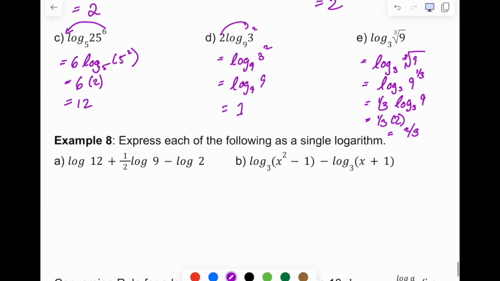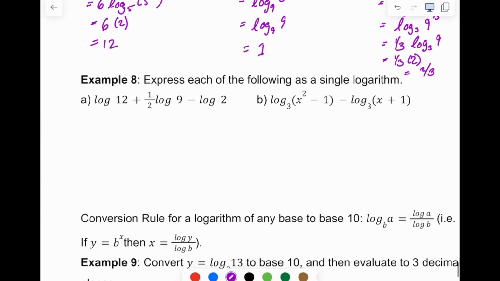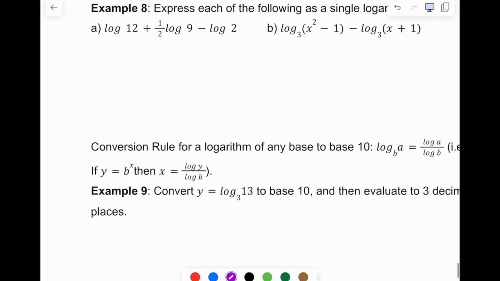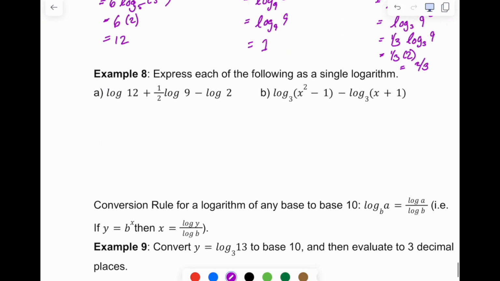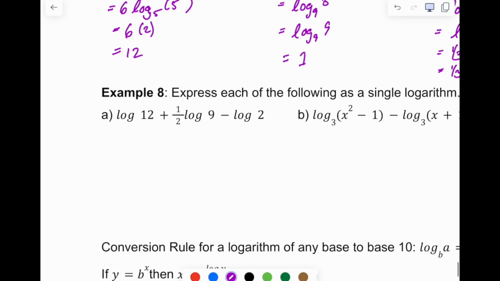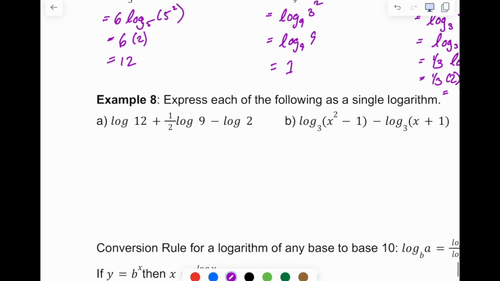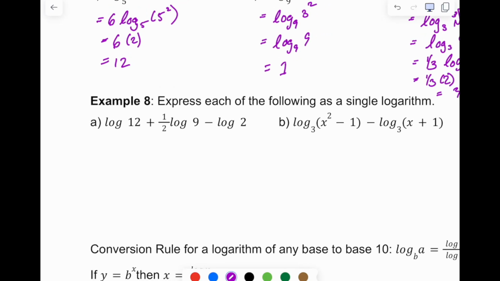Okay. Let's go through a last couple examples, and then a big conversion rule that's going to be really important for you to solve any log. So here we have 3 additions. Notice that here they're all base 10 because there is no base written for the log.